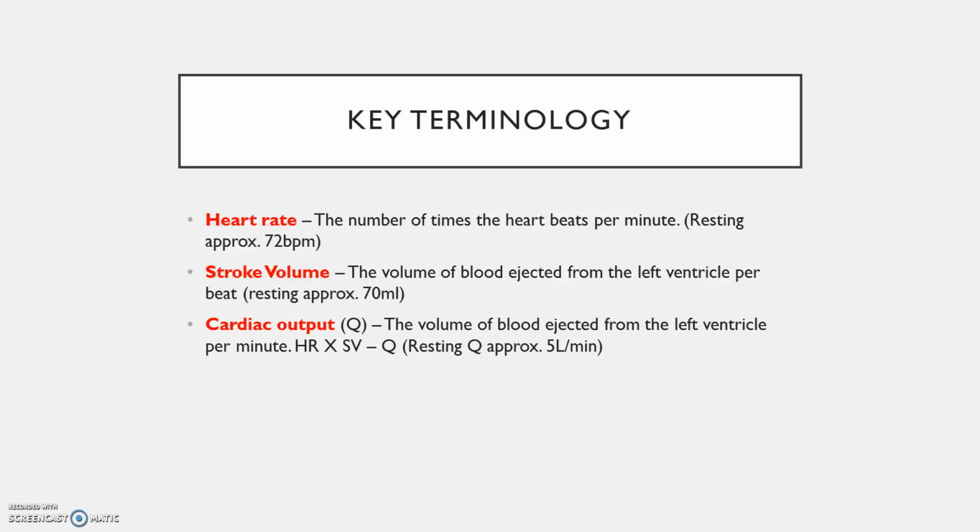And then finally cardiac output, the volume of blood ejected from the left ventricle per minute. Okay, so cardiac output is actually heart rate times stroke volume. That should be an equal sign there, equals cardiac output. For cardiac output we use the abbreviation of Q, and that's approximately 5 litres at rest per minute.